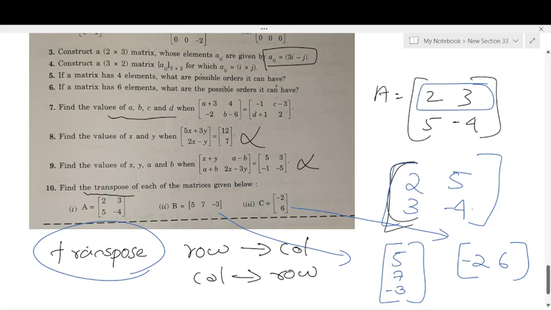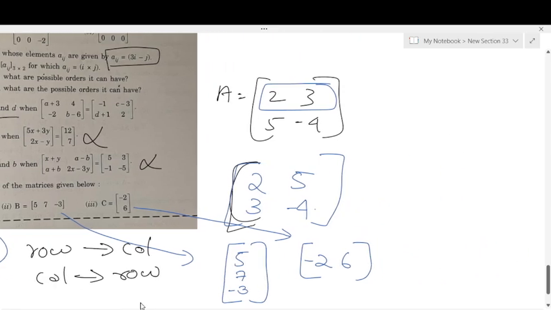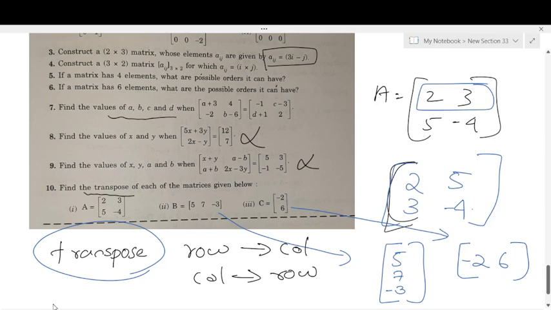Any doubts in this? See, 8th and ninth are the same, students. 8th and ninth are the same as the 7th one, but we use quadratic equation, elimination method. I don't know how many of you will remember elimination. Okay, we use the elimination method for 8th and ninth.